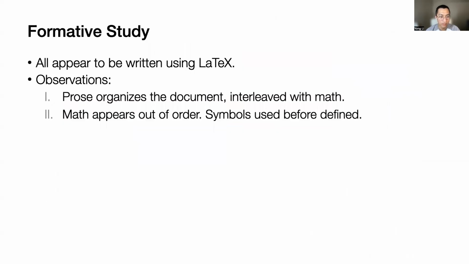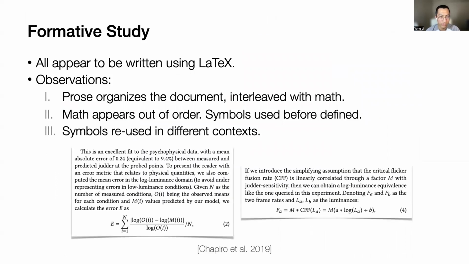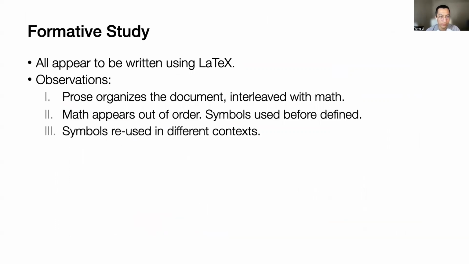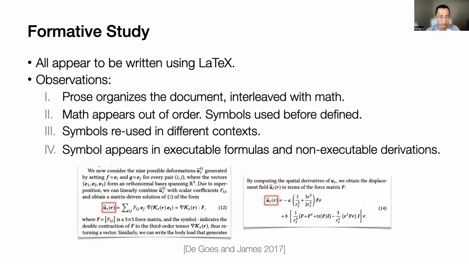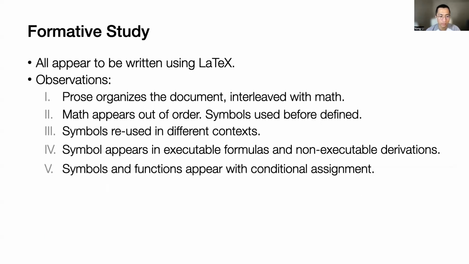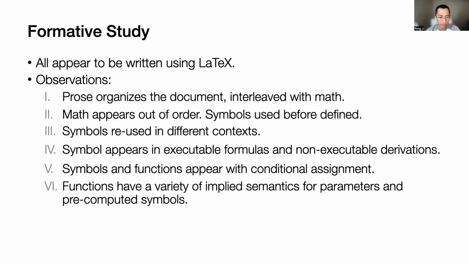We also found that symbols may be reused, but the different context is clear to the reader. For example, the M symbols have different meanings in these equations. A symbol may appear in both derivations and executable formulas. For example, equation 12 is a derivation for the function u, while equation 14 is actually implementable. Symbols and functions may be defined via conditional assignment, which is a simple form of control flow. Functions make use of a variety of implied semantics for parameters and pre-computed symbols.